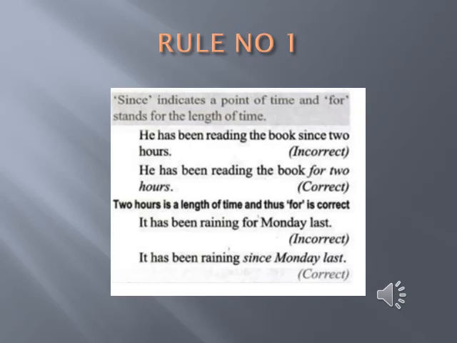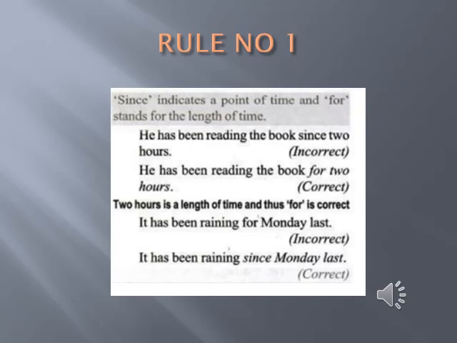Now let us take up the examples. He has been reading the book since 2 hours. It's wrong because 2 hours shows duration. 2 hours shows length of time. He has been reading the book for 2 hours. So 2 hours is a length of time. Therefore, we have to use for.